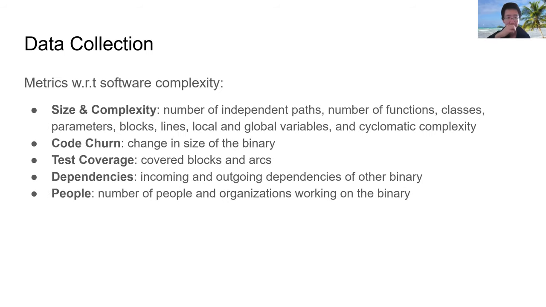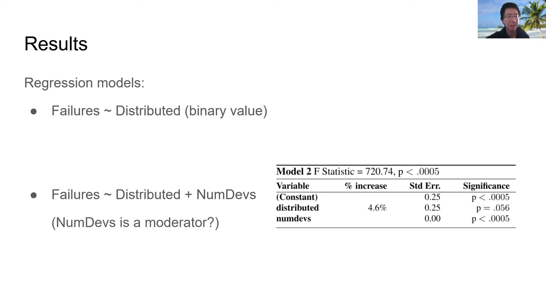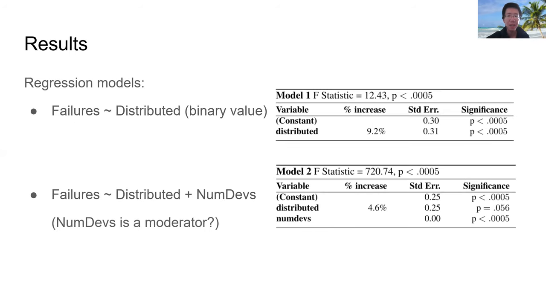And for complexity, they collect a lot of metrics. For example, for size and complexity, they have lines of code, number of functions, and they collect test coverage, dependencies, and also the number of people working on the binary. So I'm just going to skip the details of the metrics here. I think this is what we want to discuss more here.